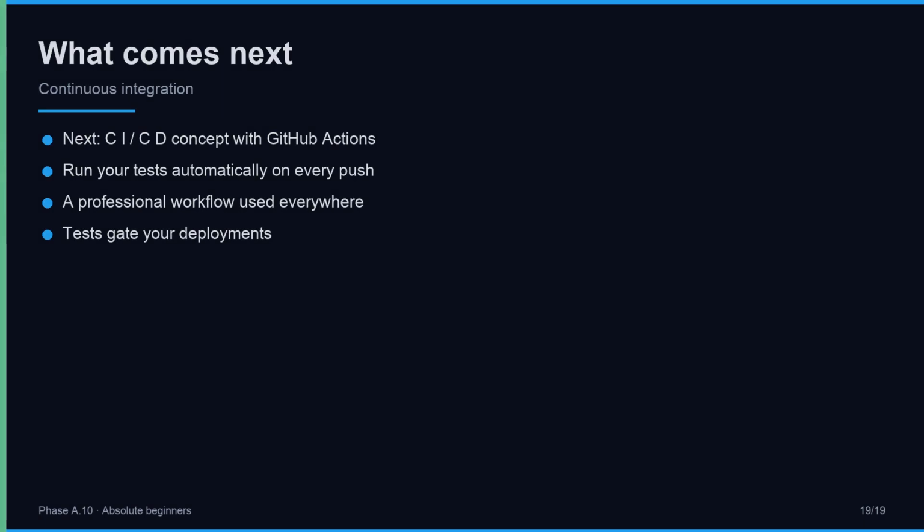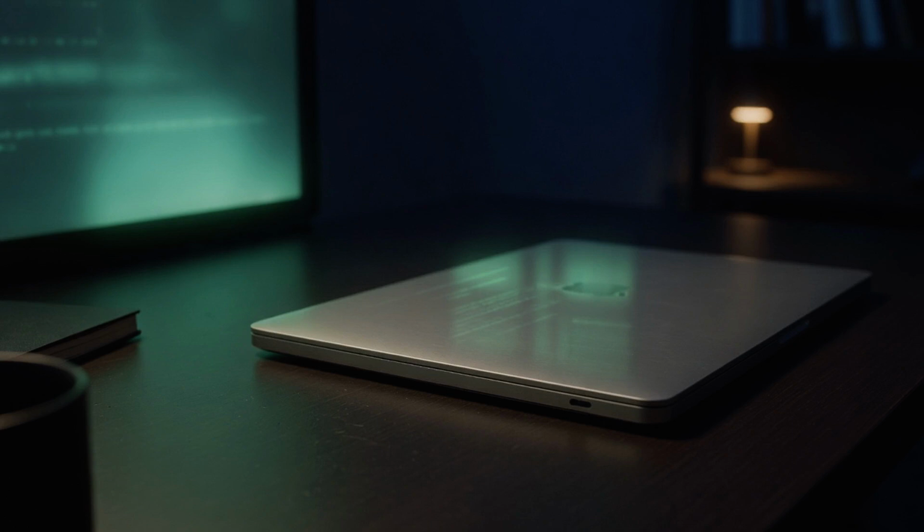Next lesson changes topic. You learn continuous integration and continuous deployment, often abbreviated CI and CD. You see how GitHub Actions runs your tests automatically every time you push code. Green tests mean the code is ready. Red tests mean stop and fix. This is the workflow every professional team uses, and it is the natural next step after writing tests. Continuous integration next. Thanks for learning how to handle secrets safely. Next we meet continuous integration and continuous deployment. See you in the next lesson.